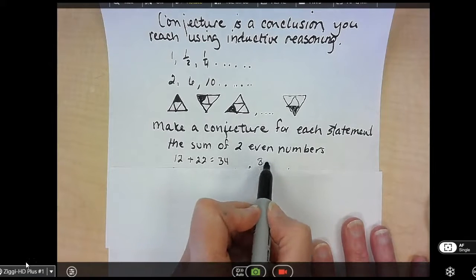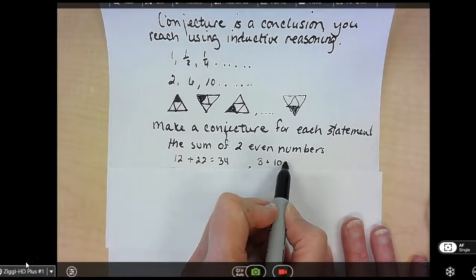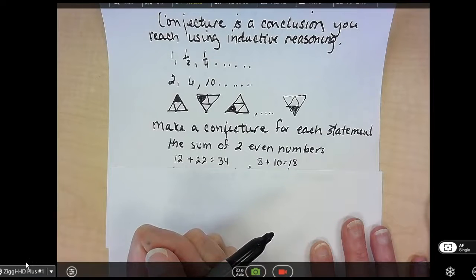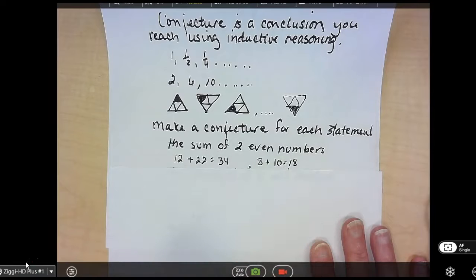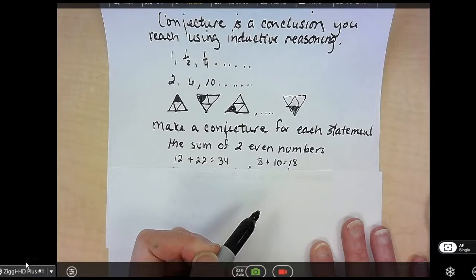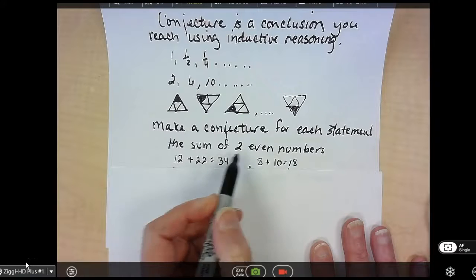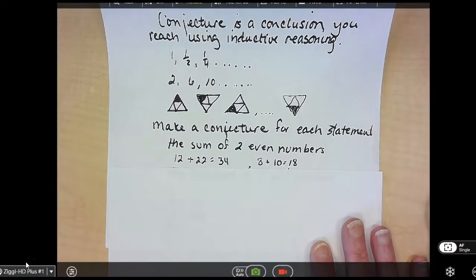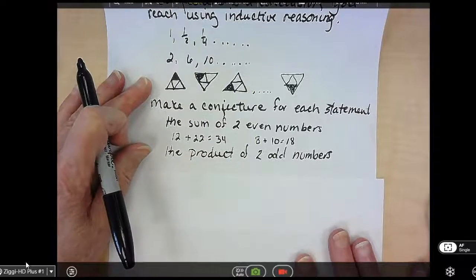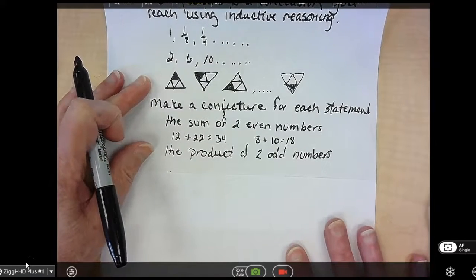What about 8 plus 10? That was 18. Even if I use larger numbers, do you think I could ever end up with an odd number? I could try a bunch of them. So the sum of 2 even numbers, I'm saying, is going to be even, because it worked out with a couple of my patterns here.